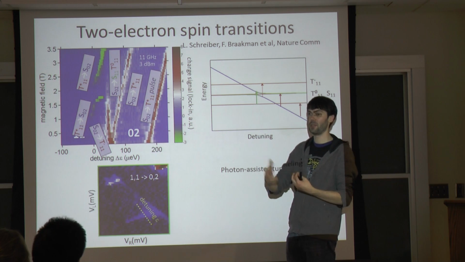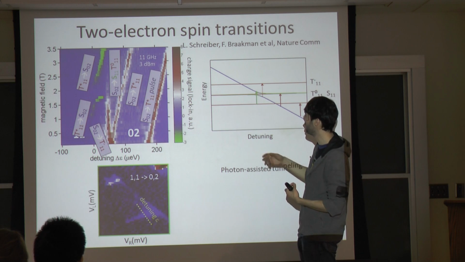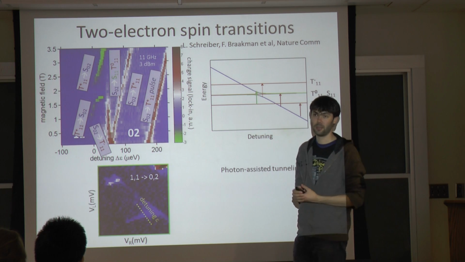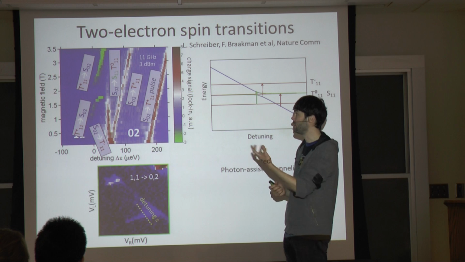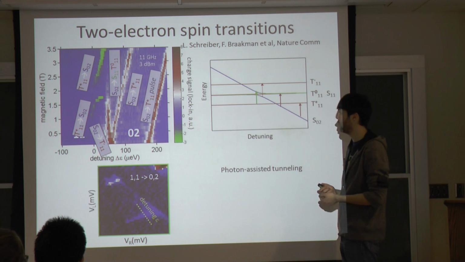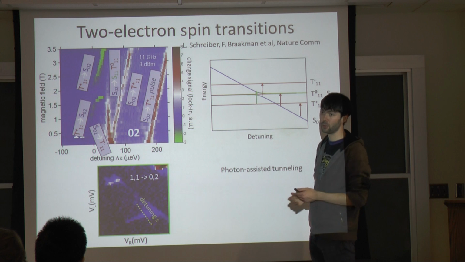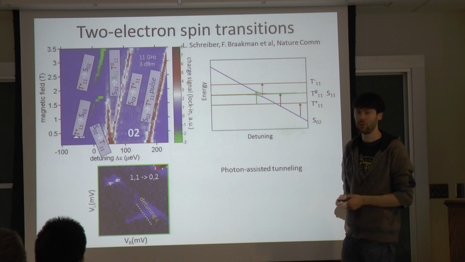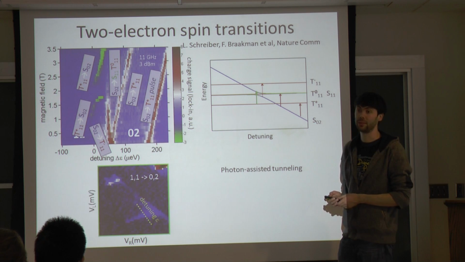So a photon can give you enough energy to go, and provide you with these extra lines where you see a signal in the current. So these levels in quantum dots can be mapped out using, for example, photon-assisted tunneling, but also a couple of other techniques as well.